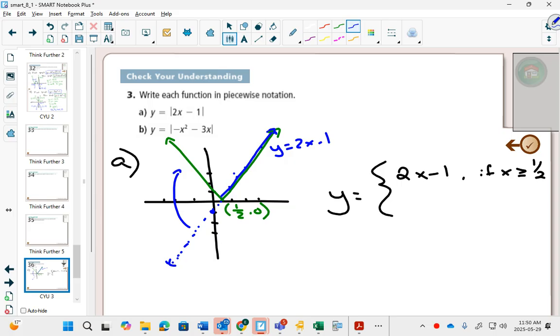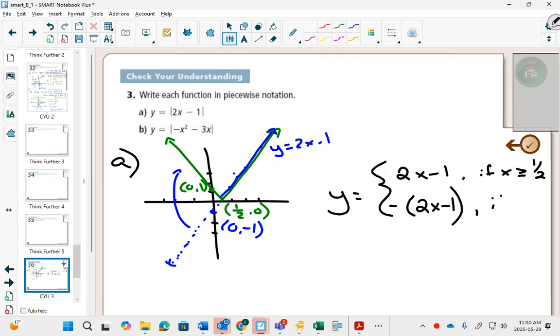What happens when you flip it up? All you're doing is taking your y values that were negative and making your y values positive. You make a negative y value positive by multiplying by a negative 1. So what we do in piecewise notation is we say, I'm going to take the original graph, which was 2x minus 1, and I'm going to put a negative out in front, because that negative will flip it up.